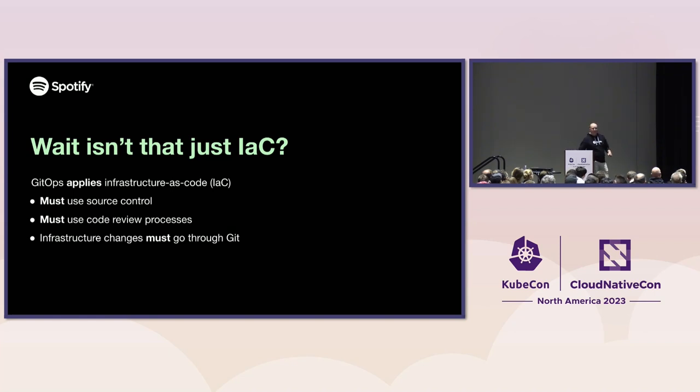But infrastructure as code is a little bit loose. I can apply changes from my local machine, still be doing infrastructure as code. I can push code straight to the main branch without reviews and still be doing infrastructure as code. I can set things up with code and then go into the cloud console and muck around and still be doing infrastructure as code. So GitOps applies infrastructure as code, but it's a bit more prescriptive in the workflow.